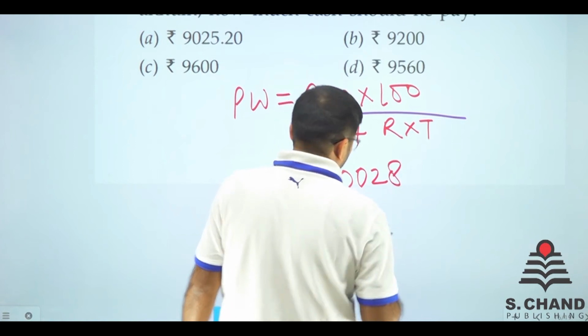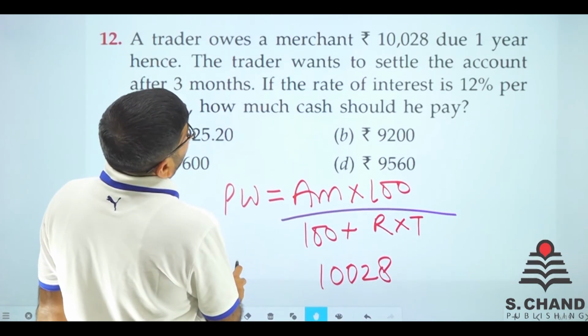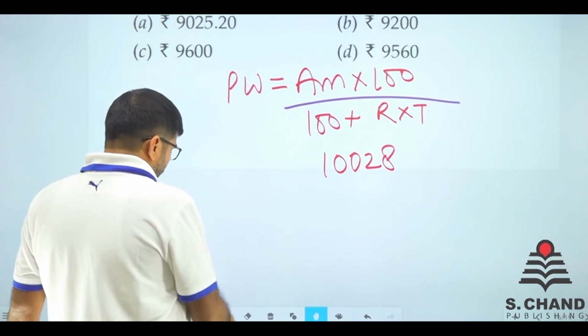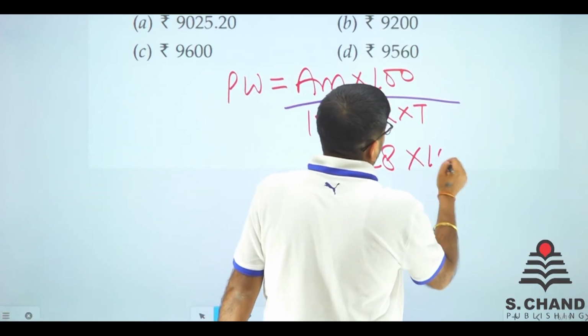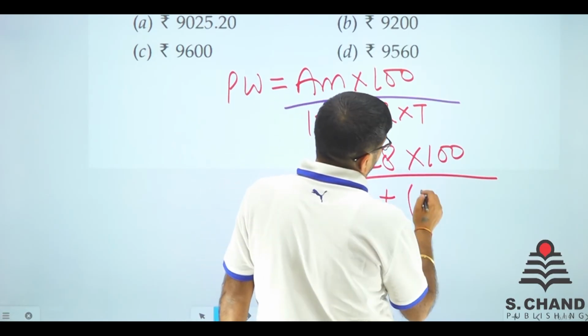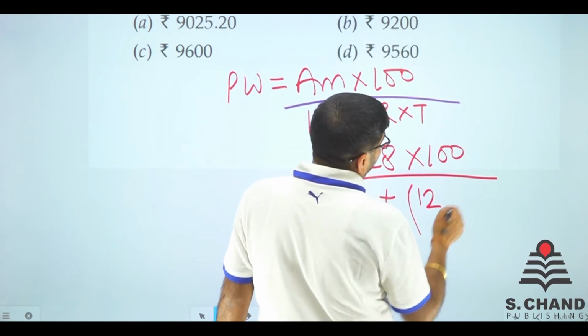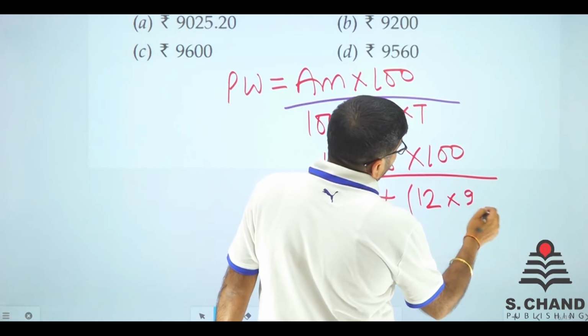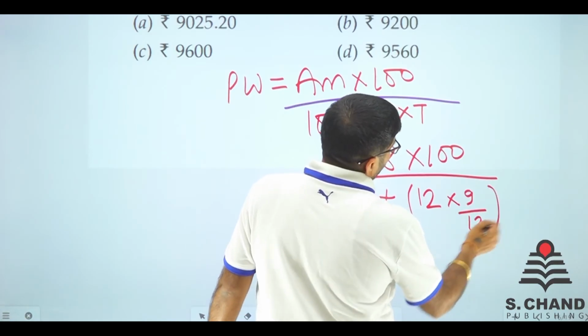10,028, right? It was 10028. Yes, it is. Into 100. Here we go. Into 100, divide by 100 plus R. Rate of interest is 12%, and time is 9 months. So 9 by 12. So here we go.